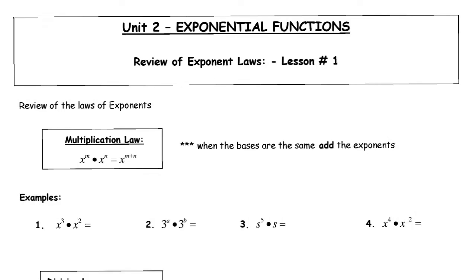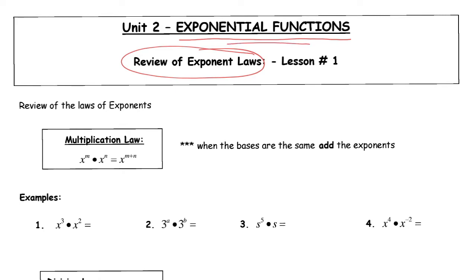Hi, everybody. So in this series of videos, we're going to look at exponential functions. But before we get to that, in our first lesson, we're just going to review the exponent laws. These are things that you should be familiar with from previous courses. We just want to make sure that we're all on the same page as we move forward, and it's going to lay the foundation for the work that we do with the exponential functions in some later videos.